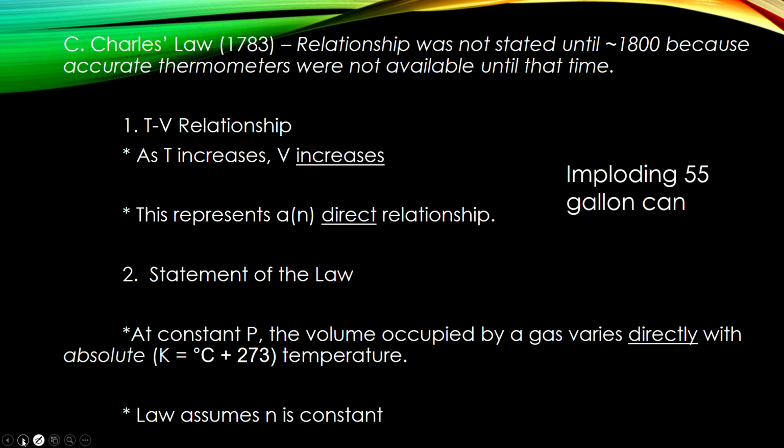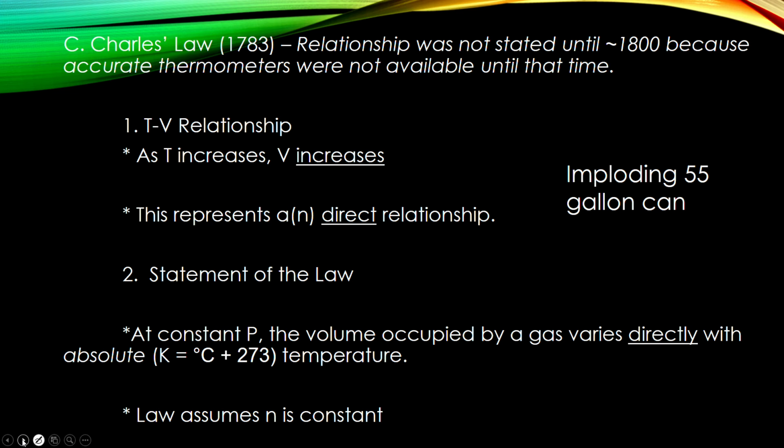So this is a direct relationship. And what happens, and this would be like an imploding 55-gallon can of whatever. You can actually do this, and I think Mr. Phillips has done this for you, where you take boiling water from a soda can and flip it upside down in cold water, and it causes the temperature to decrease, which means the volume is going to decrease, and the can just magically crunches in on itself. You can also do that with a 55-gallon can, which is pretty impressive. But you can do it on a much smaller scale with just a soda can.